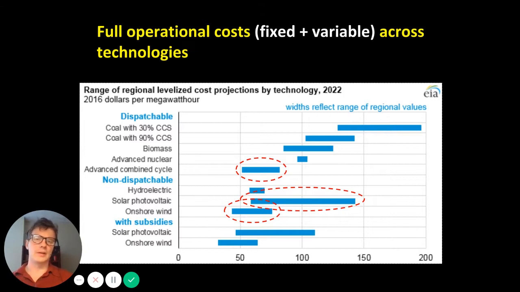And so what this is showing is the levelized cost of electricity. In other words, the amount that each different type of generation would have to charge customers in order to, by the end of its lifetime, have made its money back, or to completely have paid for itself and broken even. And I've circled here three different technologies: advanced combined cycle, which would be natural gas, solar photovoltaic, and onshore wind. And these are among the cheapest types of generation that's available today.